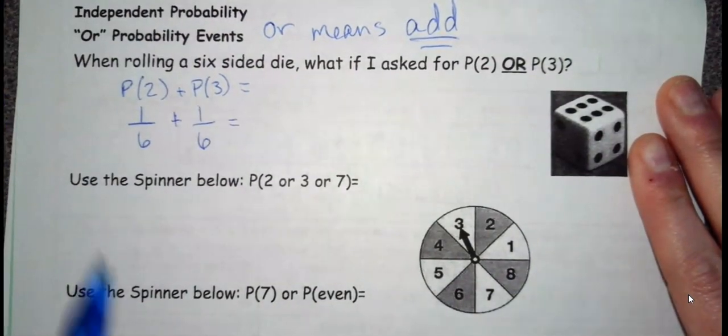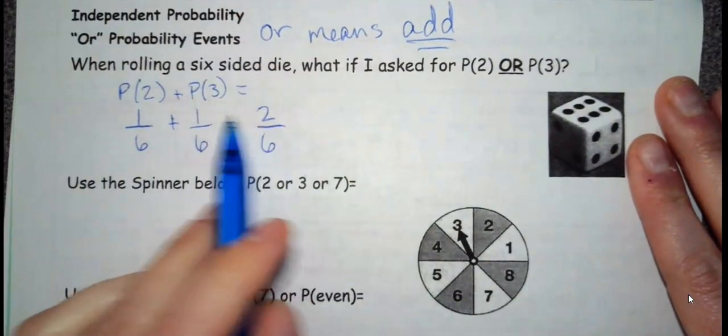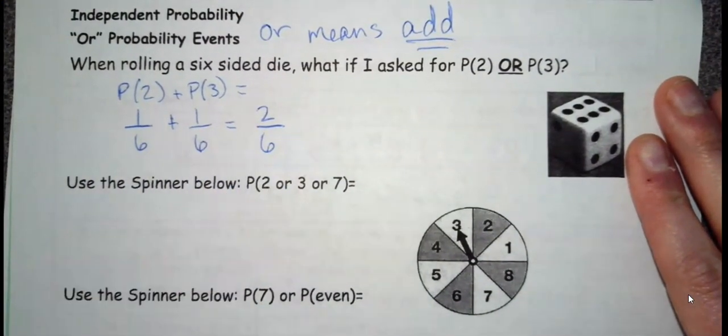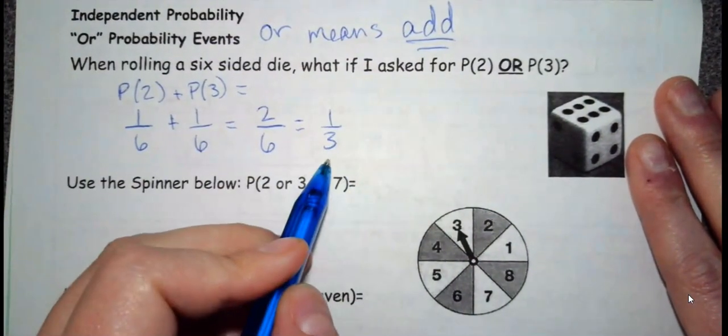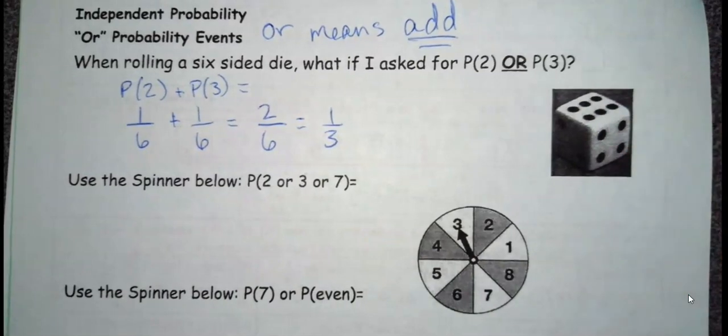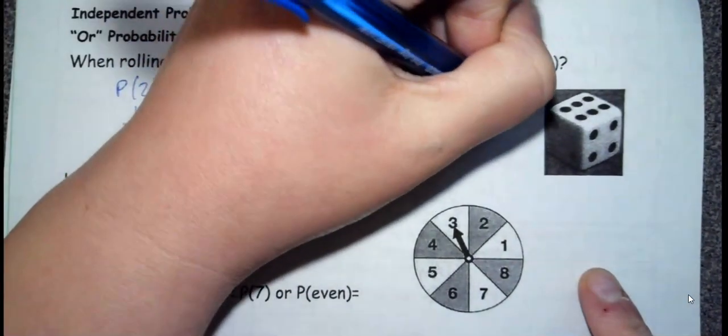And when you add fractions, you have to have a common denominator, and then you leave the denominator the same and you add the numerators. It's been a little bit since we've done this. But 1/3 is your chance, if you roll a die one time, of getting either a 2 or a 3. You have a 1 out of 3 chance to get that. So 33.3%, which the decimal would be 0.333, or 33.3%.